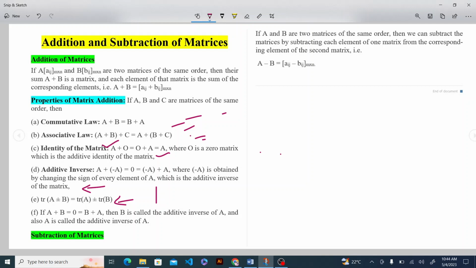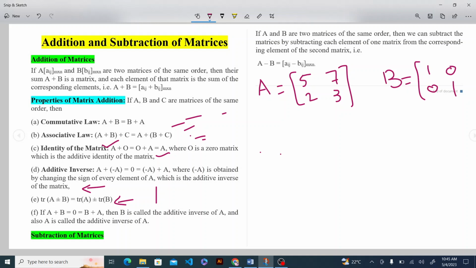Okay, so we have two matrices A and B. A is equal to 5, 7, 2, 3. B is equal to 1, 0, 0, 1.